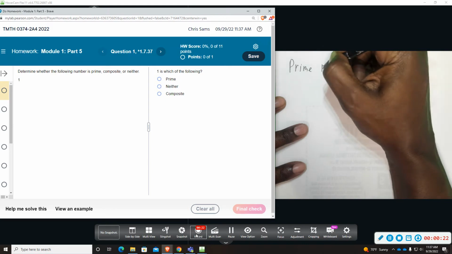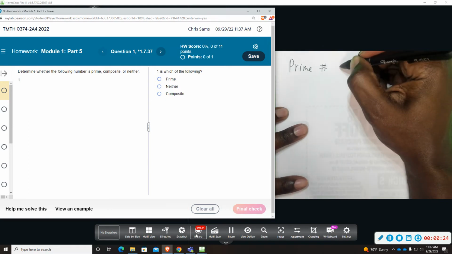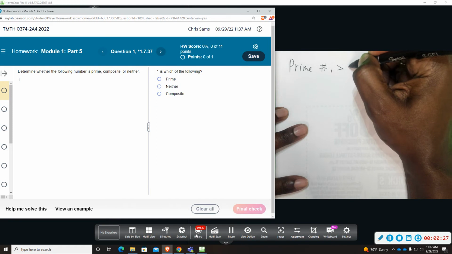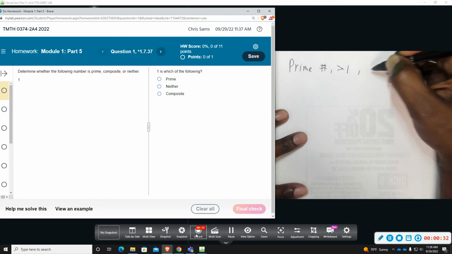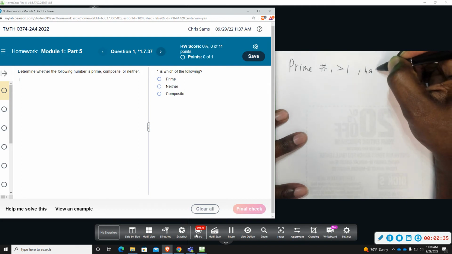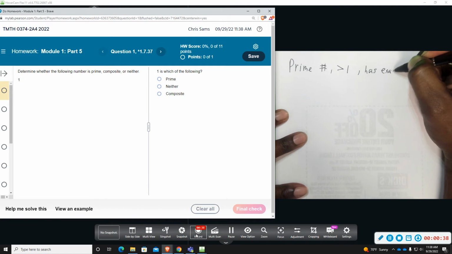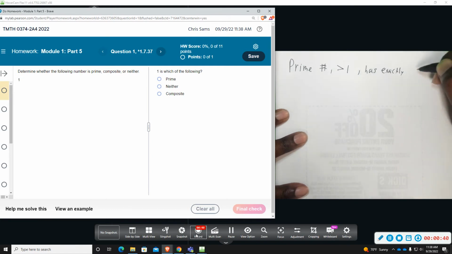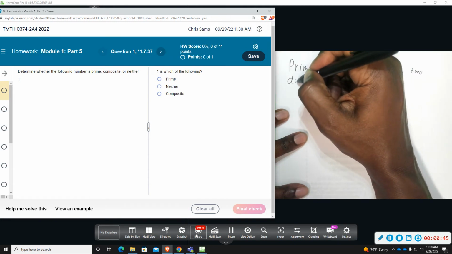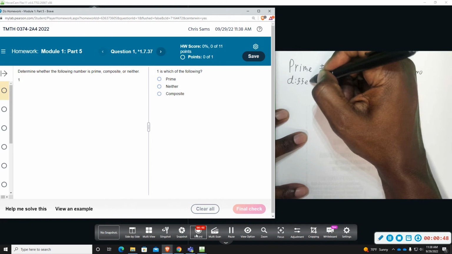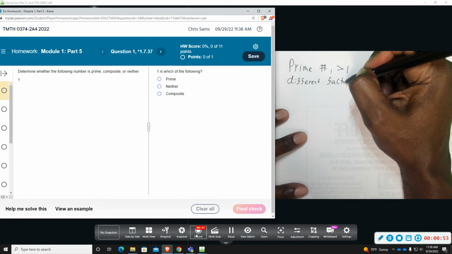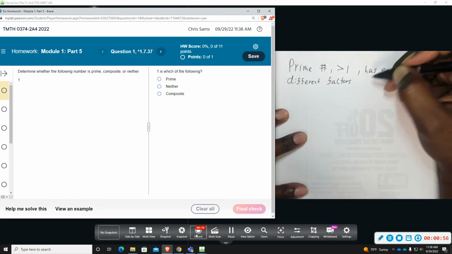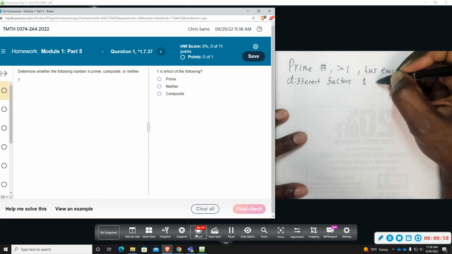So I'm going to use a pound sign for number. So a prime number is greater than 1. So it has to be bigger than 1. So 1 cannot be prime. It has exactly two different factors, and those are 1 and itself.